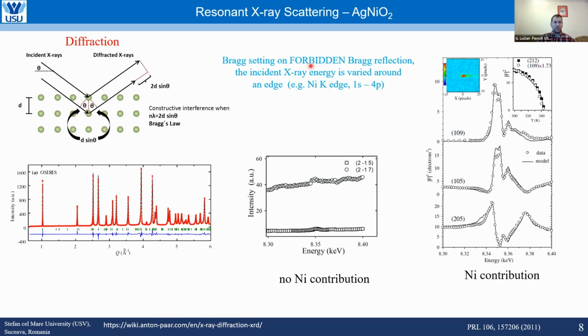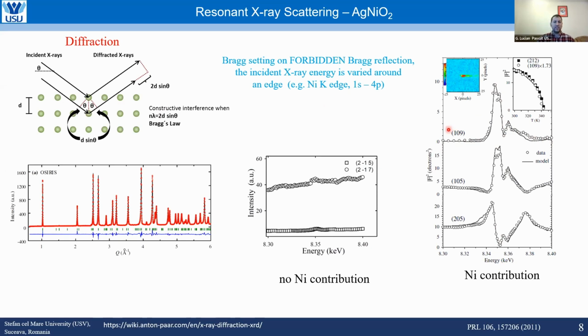Now, if you look at what we call forbidden reflections, for example 109, because of the scattering condition it has no intensity as long as we are away from this transition; the intensity is zero. But once we change the energy, keeping the same diffraction setting, you see that close to the edge of the 1s to 4p transition we start to have some intensity, which again goes to zero when the energy is larger than this transition. So this is what we call a forbidden reflection.